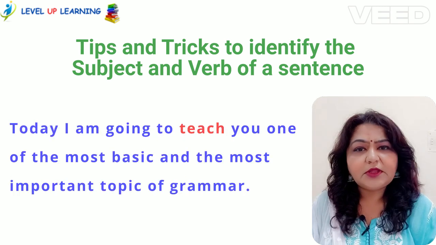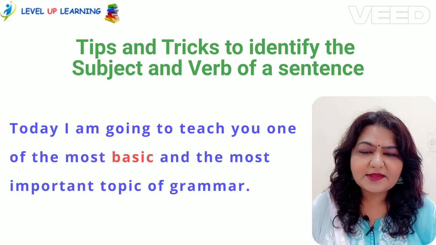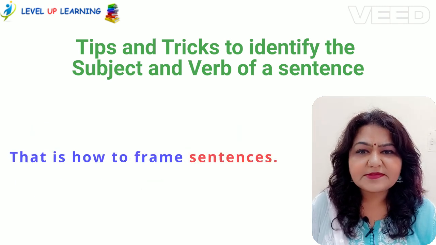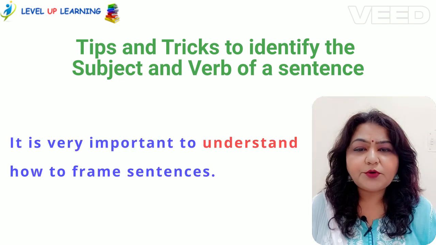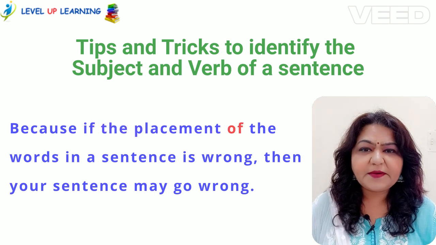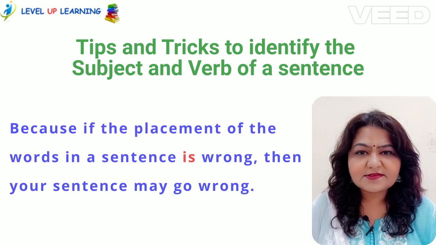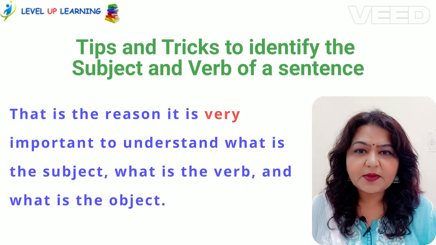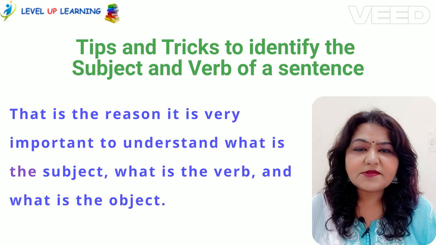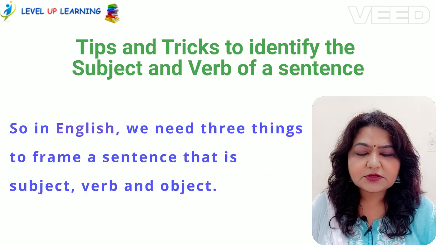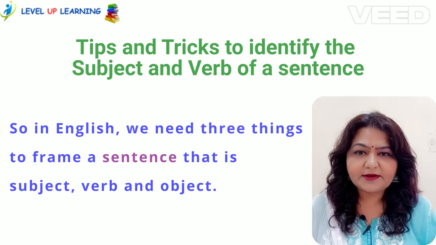Today I am going to teach you one of the most basic and the most important topics of grammar, that is how to frame sentences. It is very important to understand how to frame sentences, because if the placement of the words in a sentence is wrong, then your sentence may go wrong. That is the reason it is very important to understand what is the subject, what is the verb and what is the object. So, in English we need three things to frame a sentence, that is subject, verb and object.